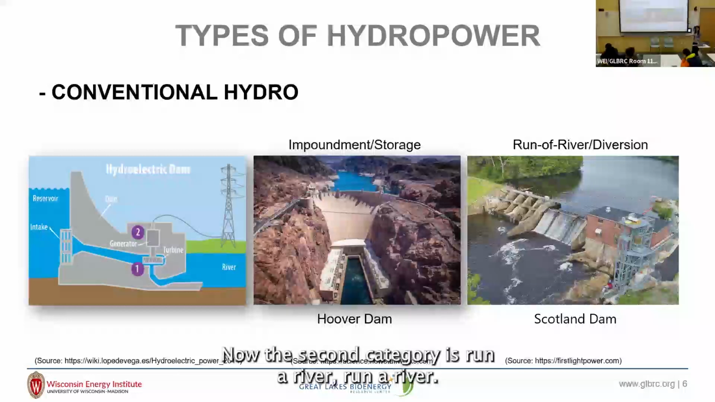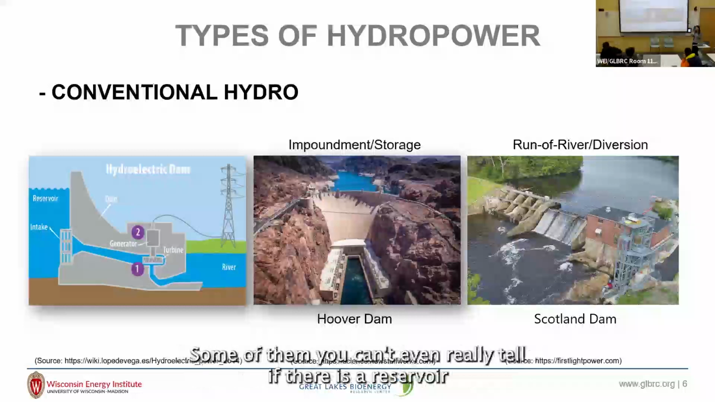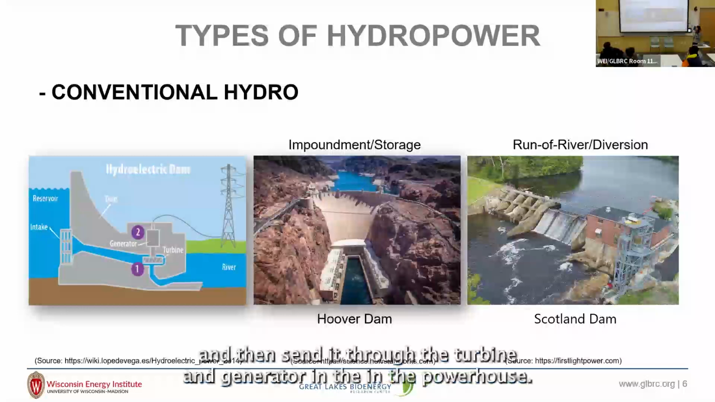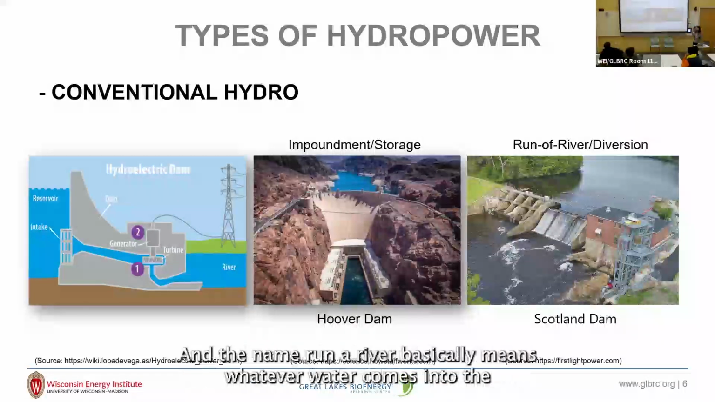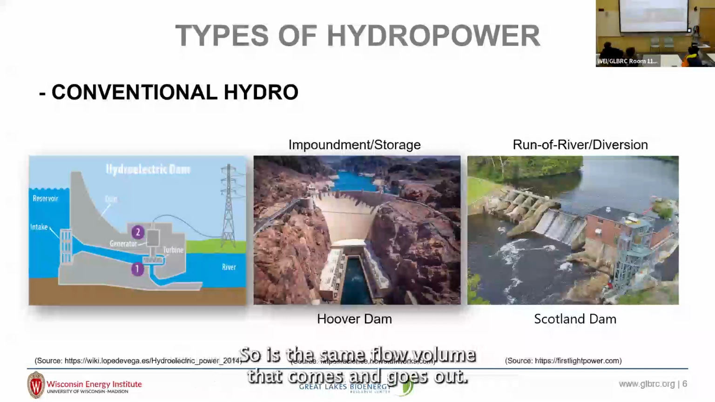Now the second category is called run-of-river. Run-of-river projects are normally much, much smaller, and they do not create a large reservoir. With some of them you can't even really tell there's a reservoir. The water is diverted through a channel and then sent through the turbine and generator in the powerhouse. The name run-of-river basically means whatever water comes in upstream of the dam has to go out downstream of the dam. So it's the same flow volume that comes in and goes out.